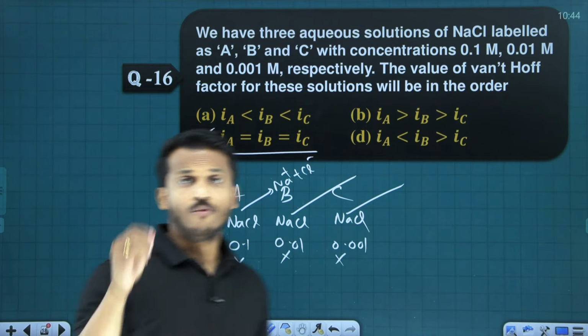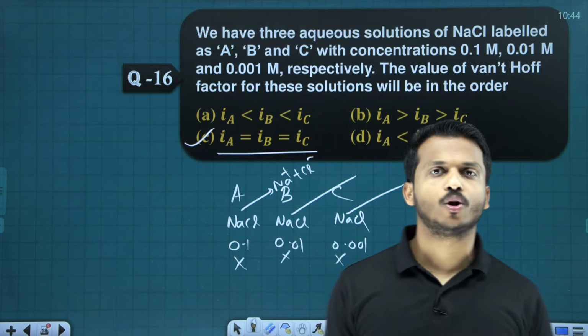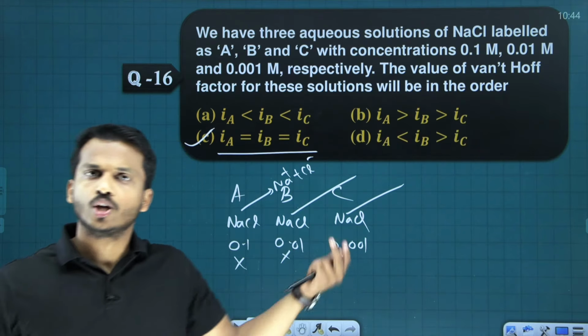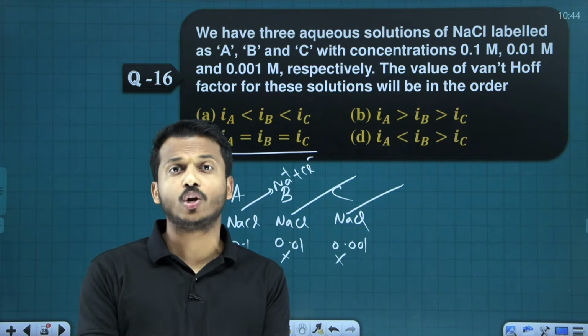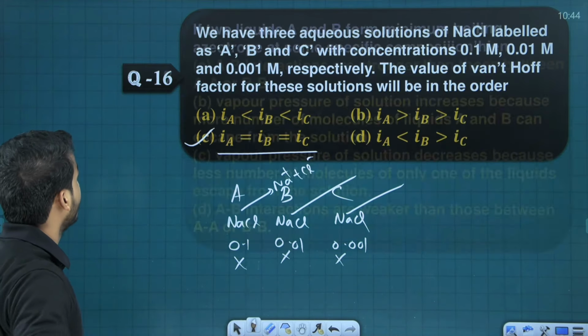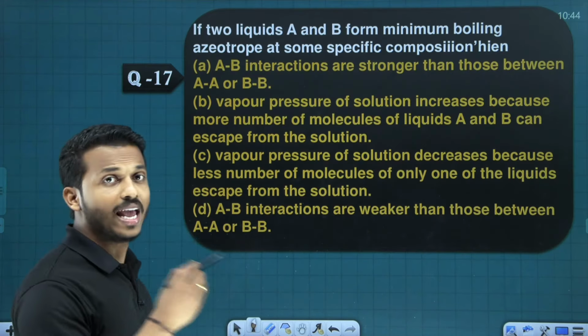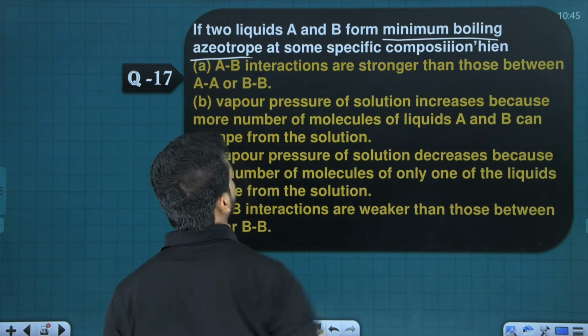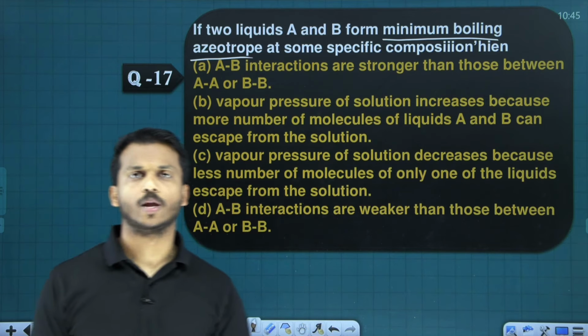Why so? The Van't Hoff factor is independent of what? Actually, concentration. If they change the concentration, the solute remains the same, right? What is the solute? NaCl. NaCl's i value is what? 2. That's it.